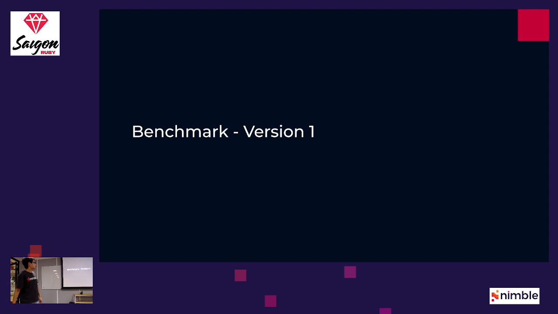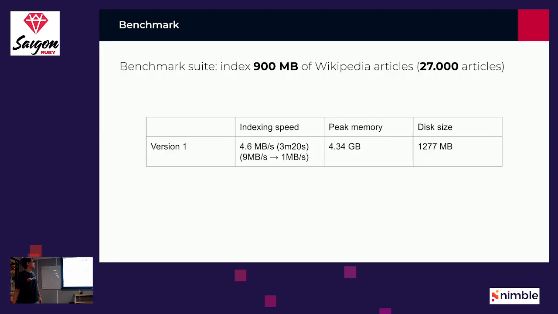Okay, benchmark version 1. For the benchmark suite, I try to index 900 megabytes of Wikipedia articles, close to 27,000 articles. And the speed is not good. The problem is we use so much memory. This is 4 gig for a few documents, because we're holding everything in memory. As you can see, we're holding the whole term dictionary in memory, so the memory size is wild.